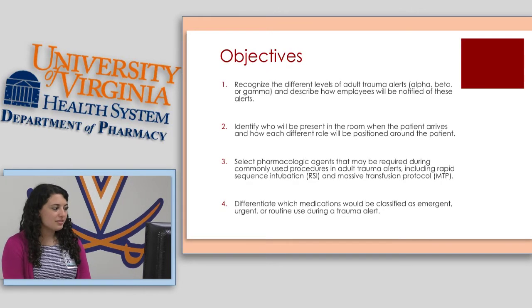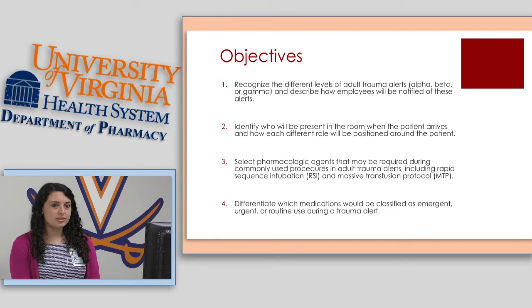So our objectives will be to recognize the different levels of trauma alerts, and so that would be alpha, beta, and gamma, and how employees are notified that a trauma patient is coming in. To identify who would be present in the room during a trauma patient alert and how each different role would be positioned around the patient.